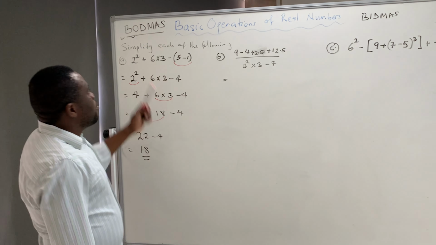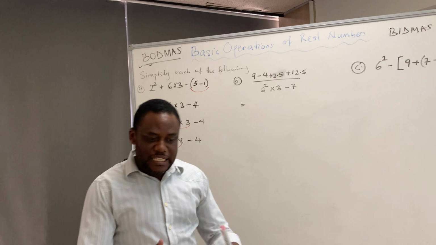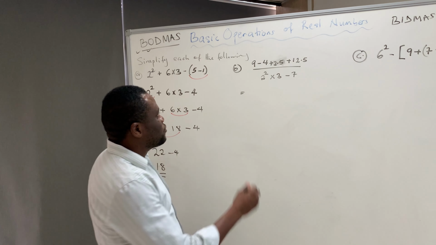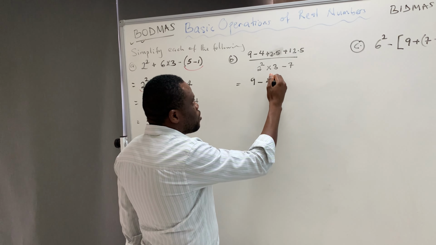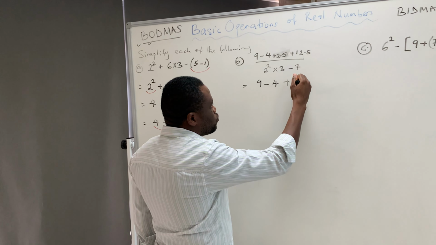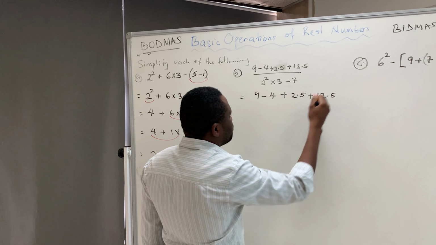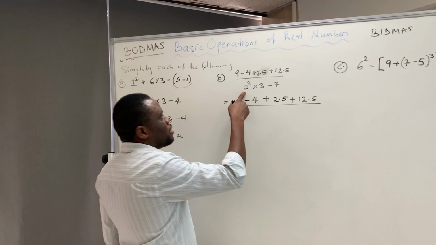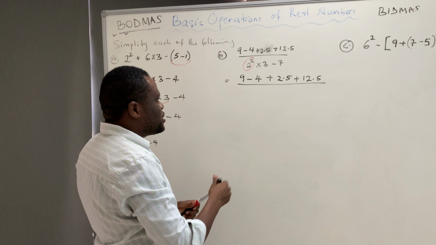Again, bracket first, but here there is no bracket. Next is exponent. Do we have exponent? We have exponent here, so I have to go off that one. So we have 9 minus 4 plus 2 plus 5 plus 12 plus 12 plus 45 times, now 2 squared. So I want to operate this one first. 2 squared is 4.